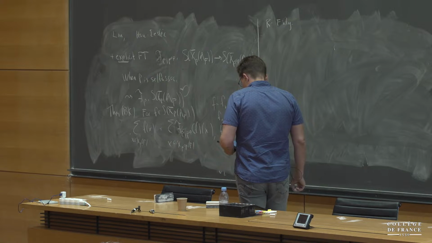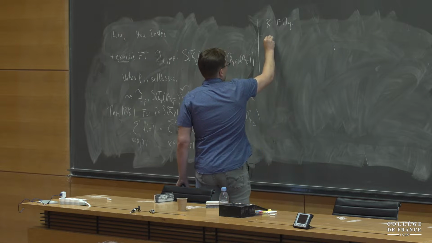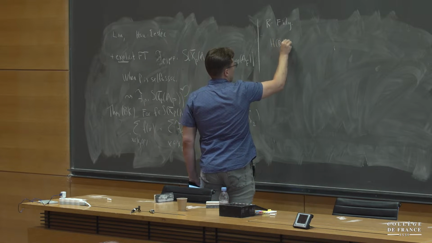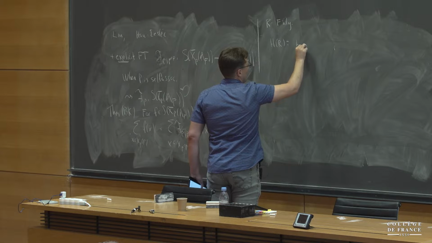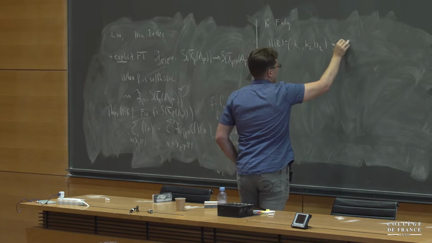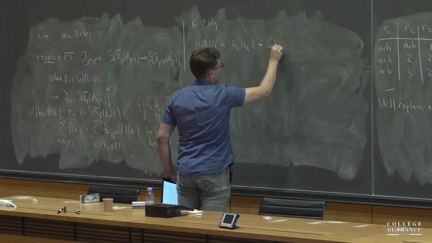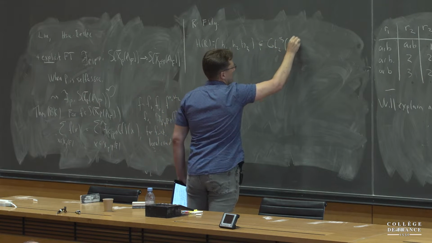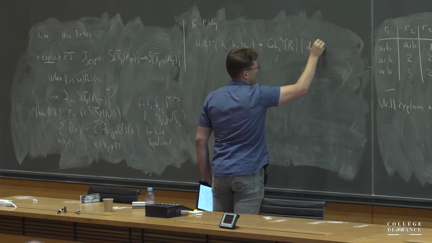Okay. All right, so I want to look at the group H_R, which is (h1, h2, h3) in GL2 cubed of R, where the determinants are equal.